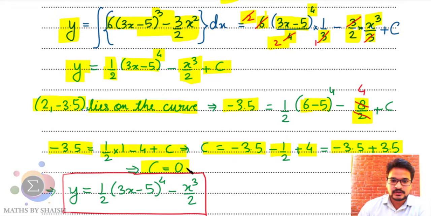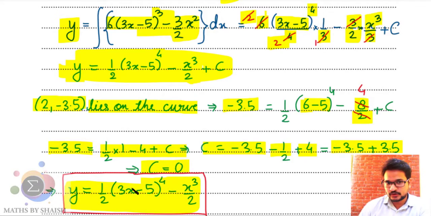So once we get c equals 0, we'll substitute this value here in this equation, and then that is the equation of the curve. So y equals half (3x minus 5) to the power 4 minus x cubed upon 2 only, and that's the equation of the curve.